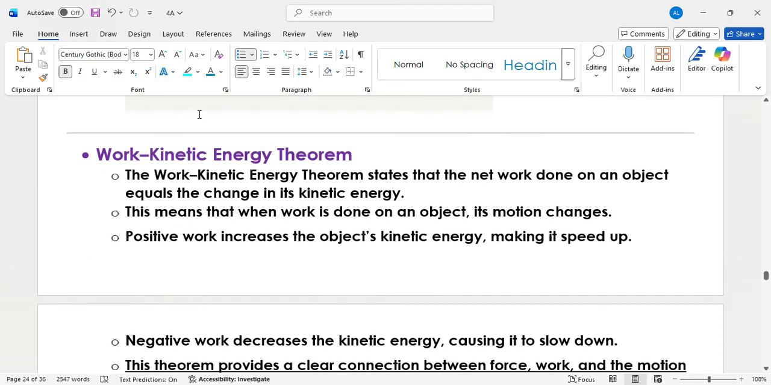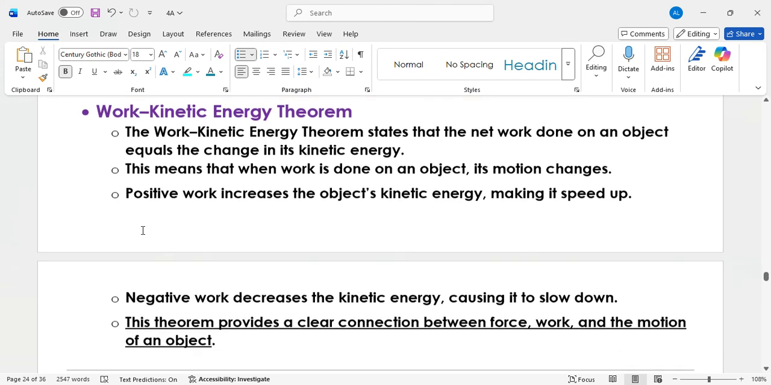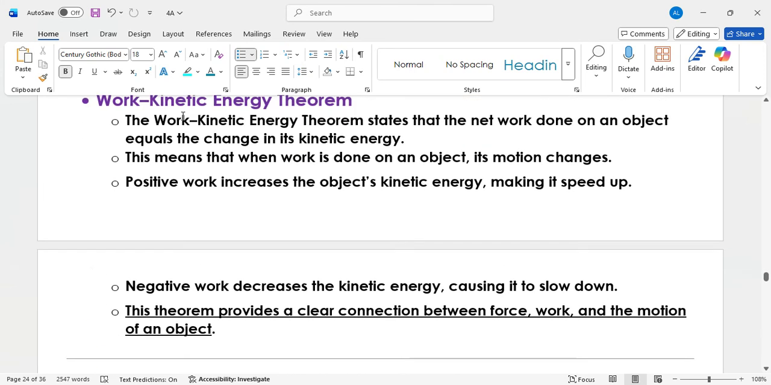Work kinetic energy theorem. This is also very important. This theorem states that the net work done on an object equals the change in its kinetic energy, so W equals delta KE. This means that when work is done on an object, its motion changes. Positive work increases the object's kinetic energy, making it speed up. Negative work decreases the kinetic energy, causing it to slow down. This theorem provides a clear connection between force, work, and motion of an object.